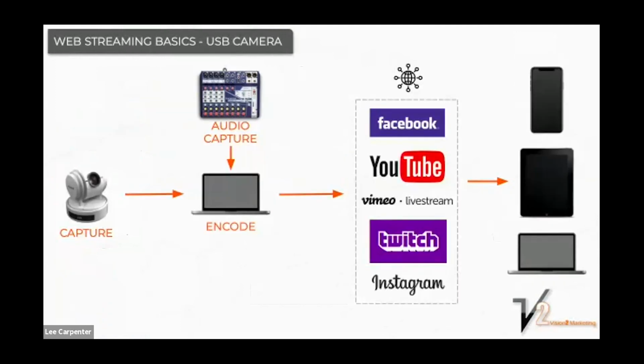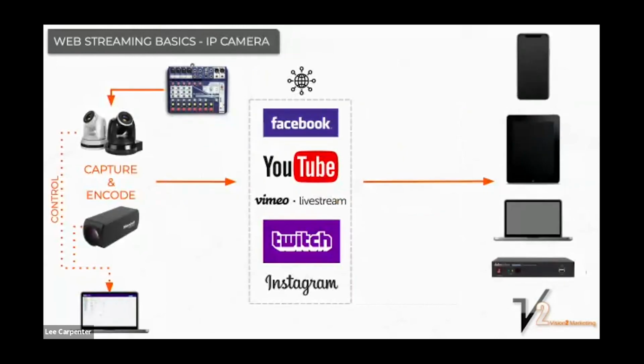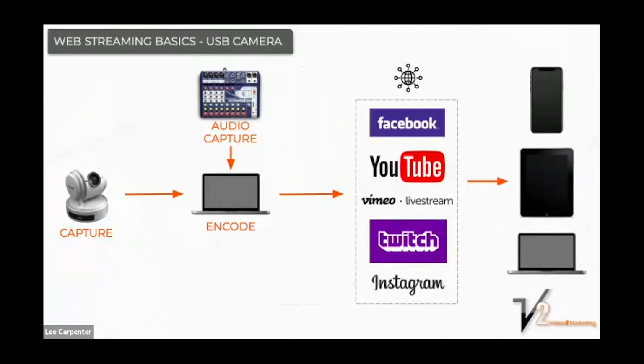Same thing with USB camera. Again, the difference that we've talked about is, as with an IP camera, you can go directly to the network. It may need a computer to do some setup on the front end, but as a whole, it can go directly to the network. And then with USB cameras, you have to have a computer in order to get that captured video encoded properly to get out into the internet.